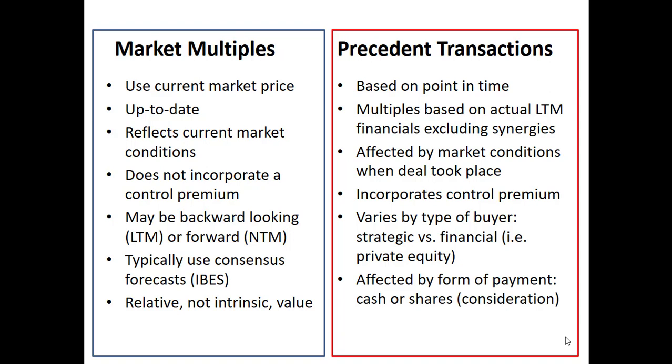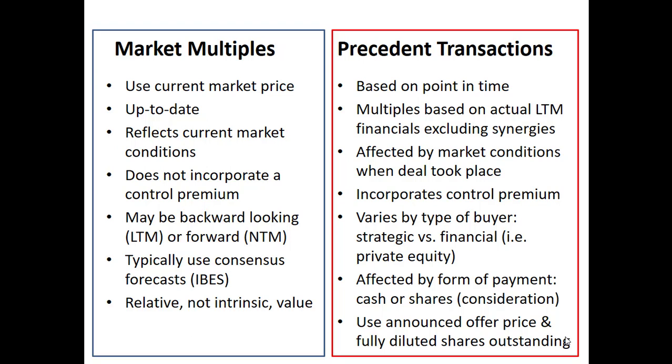Multiples are also related to the form of payment. A cash offer will typically be higher than an offer for shares, where the recipients of the shares are going to benefit in the upside following the transaction. When looking at precedent transactions, you will also be using fully diluted shares outstanding.